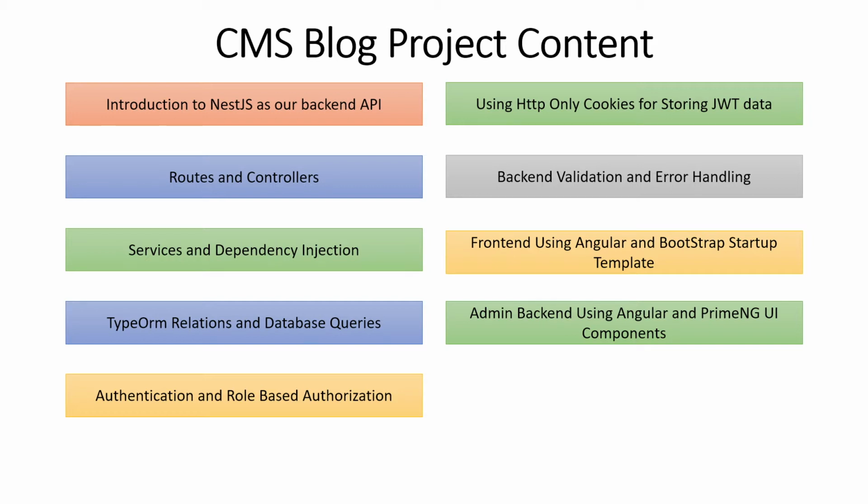In this part, we will look at the agenda of our project and we'll also see what all dependencies we need in order to create the project and finish it. So, as you can see on the screen, we will start with introduction to the Nest.js framework. That will be our backend API. We'll look at the routes and controllers, how we can create services and use the dependency injection mechanism.